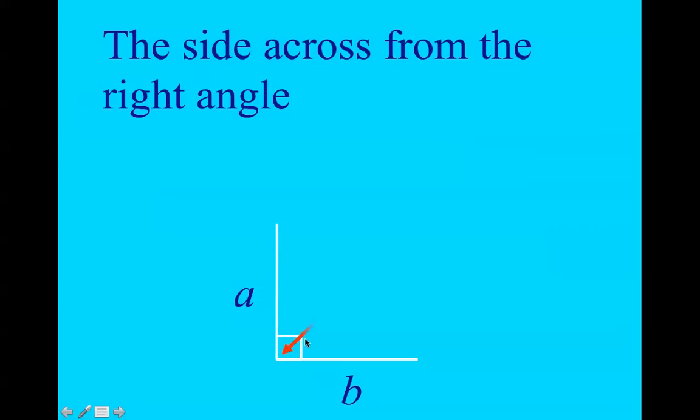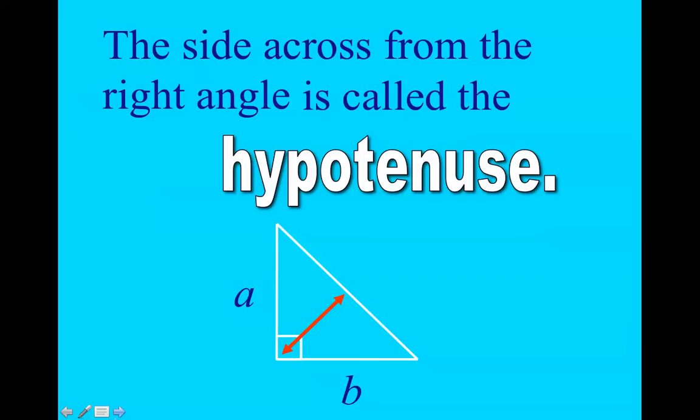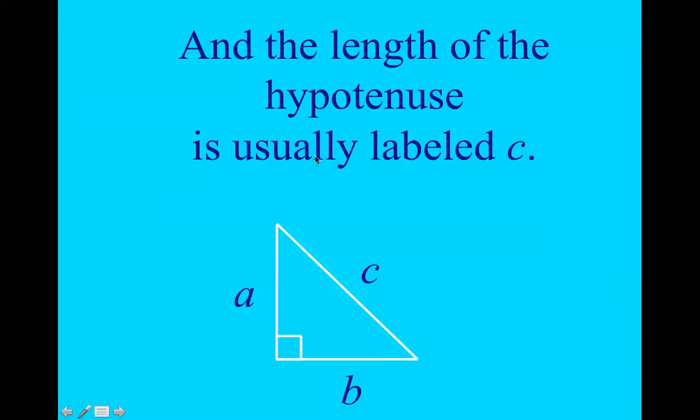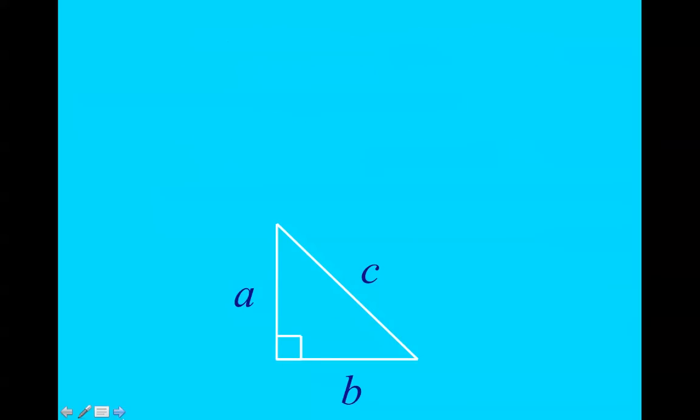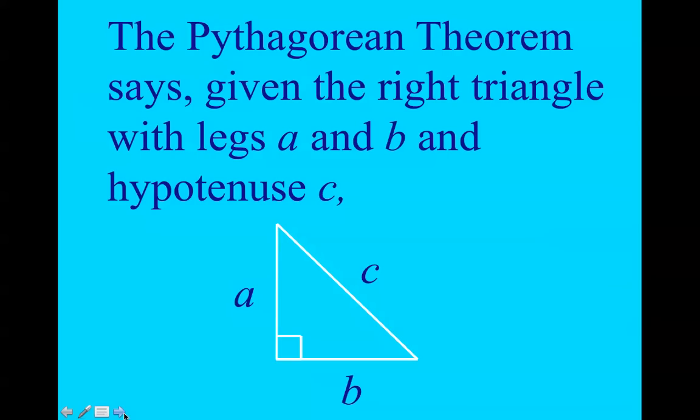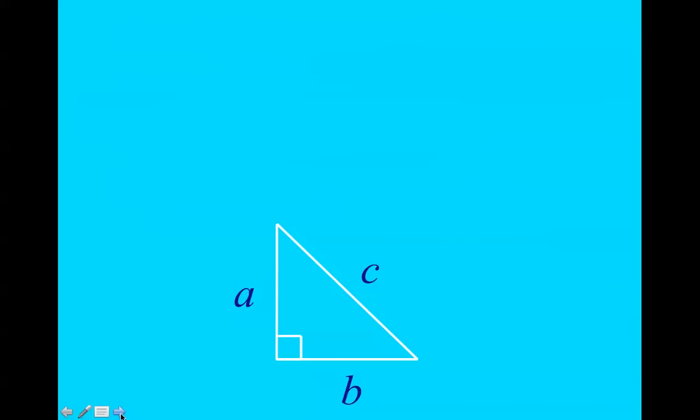Now, the side across from the right angle, so directly opposite of the right angle, is called the hypotenuse. Sorry about that. And the length of the hypotenuse, we usually label it C. So the legs are A and B, and the hypotenuse, which is the side opposite of the right angle, is labeled C. And this relationship that Pythagoras discovered is now called the Pythagorean Theorem, or a squared plus b squared equals c squared.